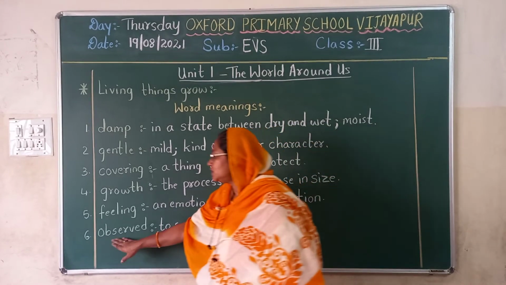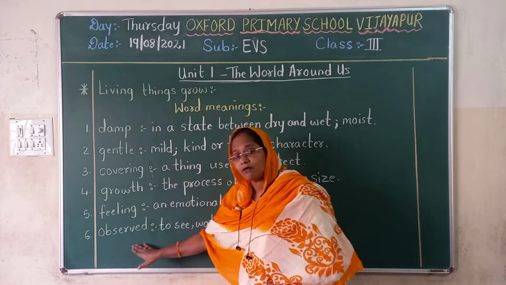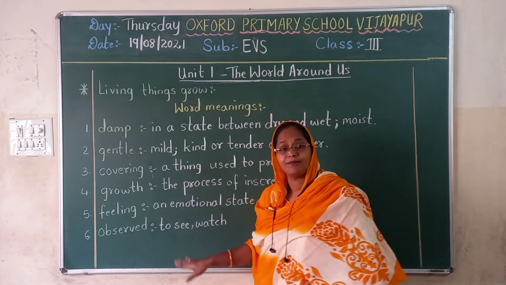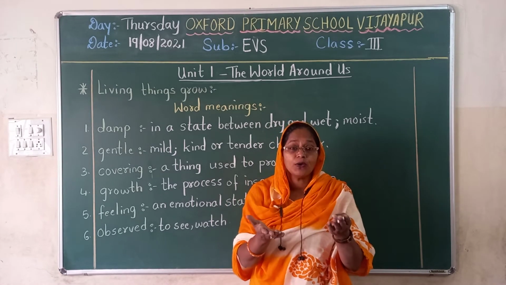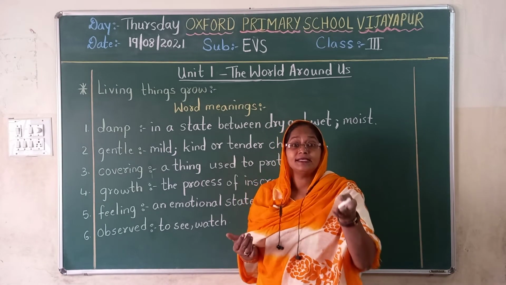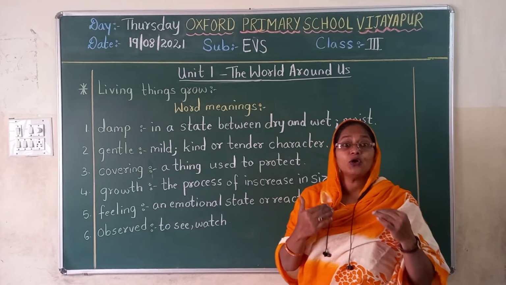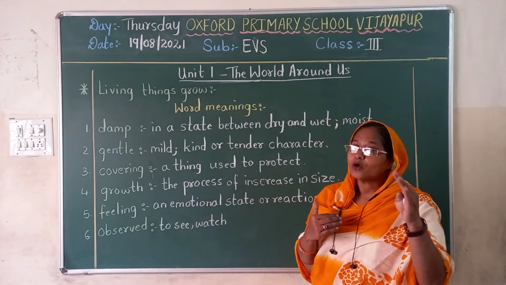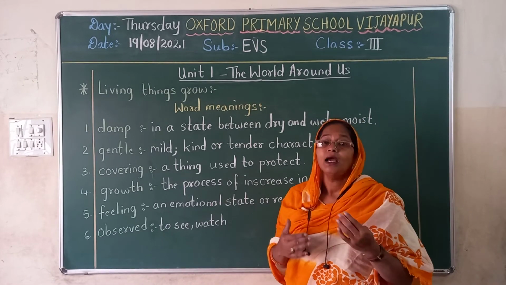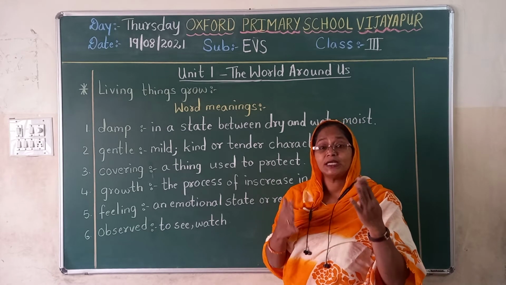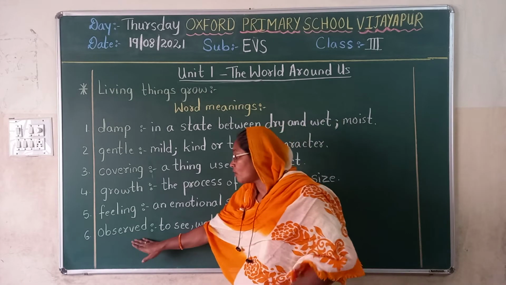Sixth one, observed. O-B-S-E-R-V-E-D. Observe. Observe means to see. When I am observing you, it means I am looking at you. I am watching you. I can see you. Now you are observing me. I am saying something to you, you are listening to me and you are watching me now. So this is what we call observe.